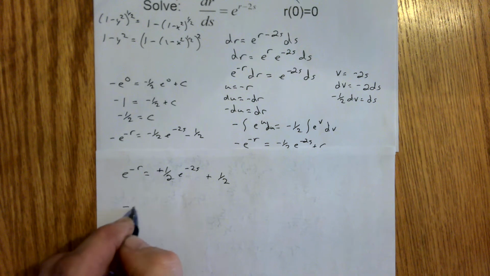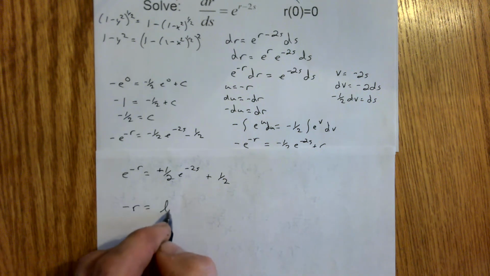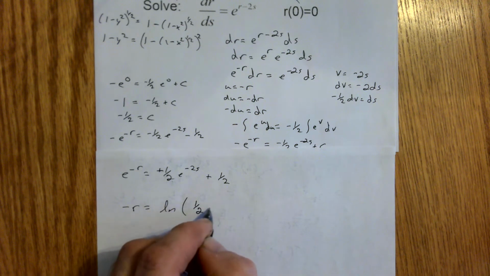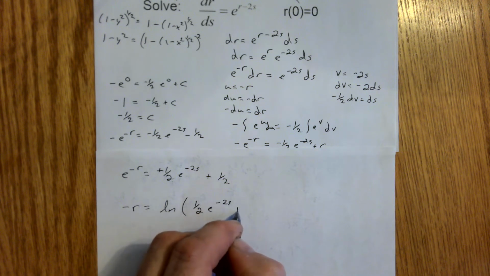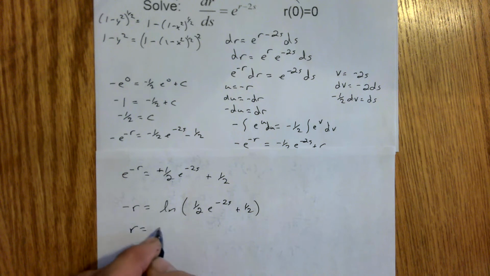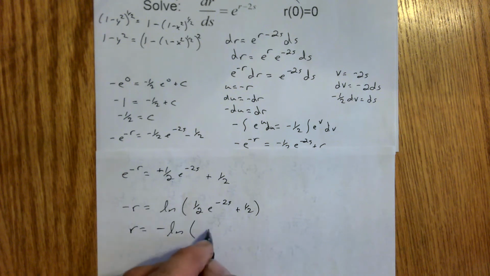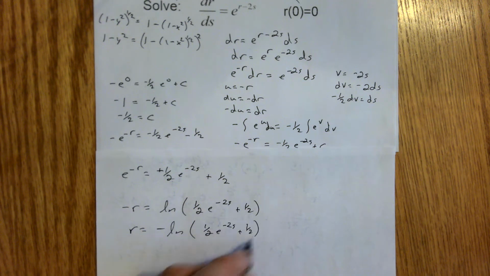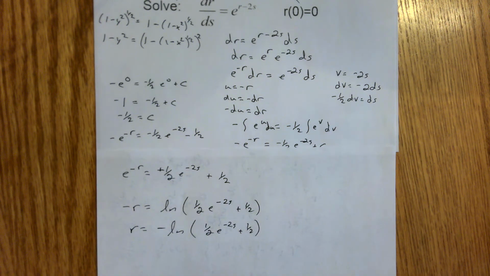Now I'm going to take the natural log of both sides in order to get that r by itself. So I get negative r equals the natural log of 1/2 e to the negative 2s plus 1/2. And I can go ahead and divide by my negative, so r equals a negative natural log of 1/2 e to the negative 2s plus 1/2. And that would be our solution.